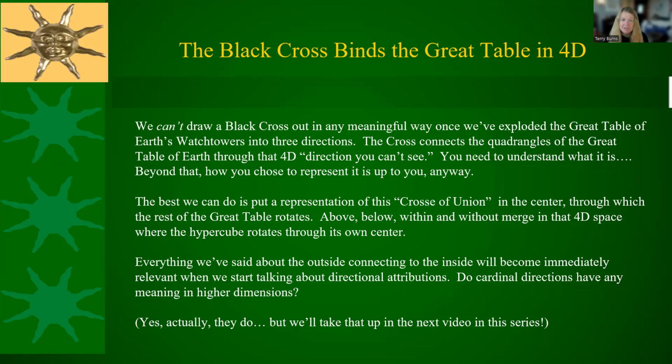The best thing that we can do is put a representation of the cross of union in the center through which the rest of the great table rotates. And you can look at the numbering of those grids, and we'll talk about that in the next video, and get an idea even of how D seems to think it's rotating. Above, below, within, and without all merge in that 4D space where the hypercube rotates through its own center.